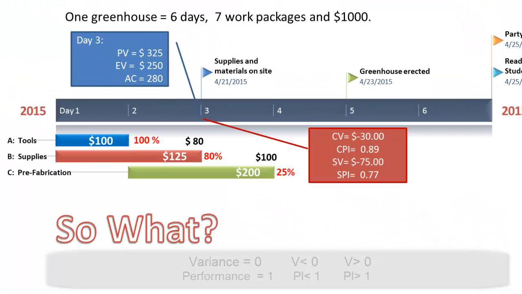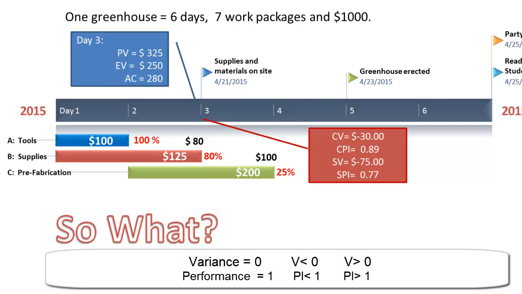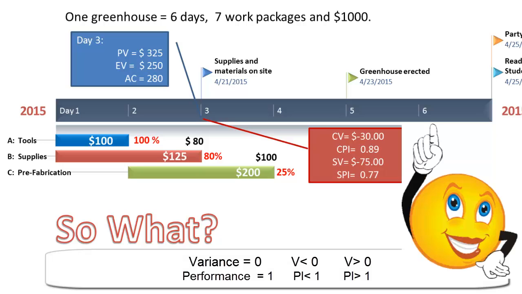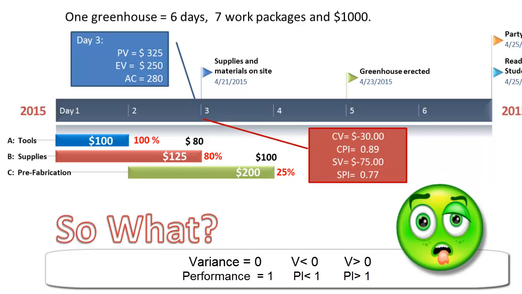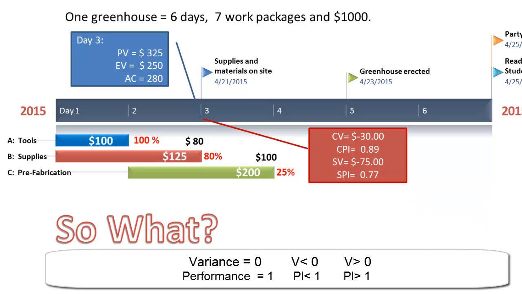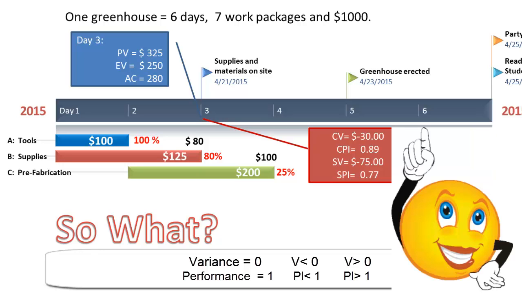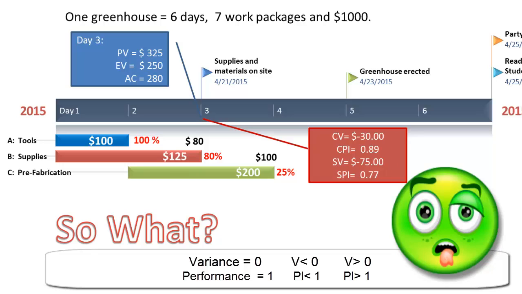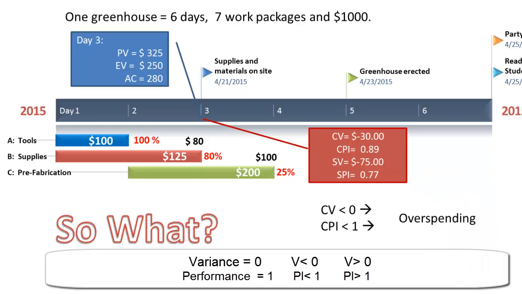So what? If the variance is 0, then we are on target. Less than 0, we are falling below target, and above 0, we are exceeding target. If the performance index is at 1 and we are 1 for 1, all is good. But less than 1, we are underperforming, and conversely, over 1, we are overachieving.